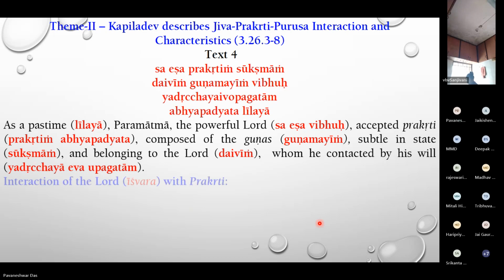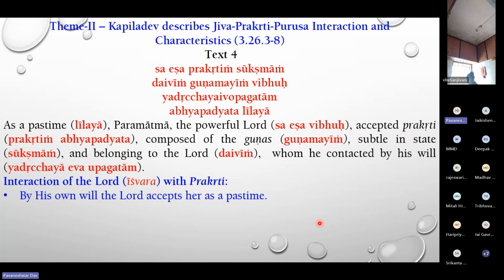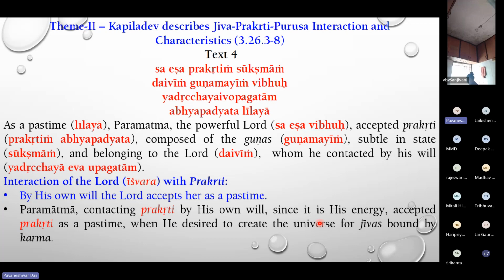So in that way, the interaction of the Lord with Prakriti: by his own will, the Lord accepts Prakriti as a pastime. Paramatma accepted Prakriti by his own will, since it is his own energy, as a pastime when he desired to create the universe for the Jivas bound by karmas. Now, one more point is revealed. Why did he create the material universe? For the baddha jivas. Baddha jivas need a place to stay. Baddha jivas need a place to exercise their free will.